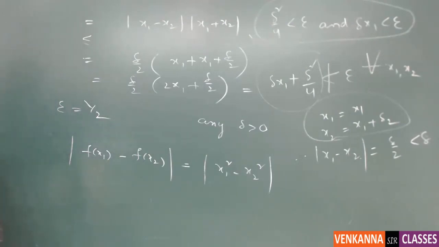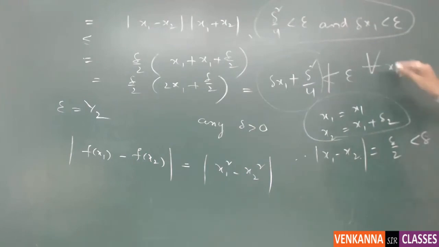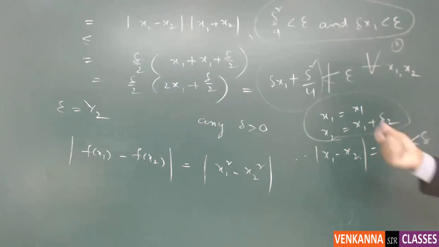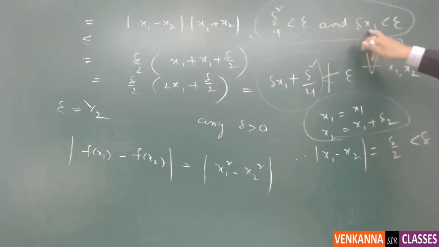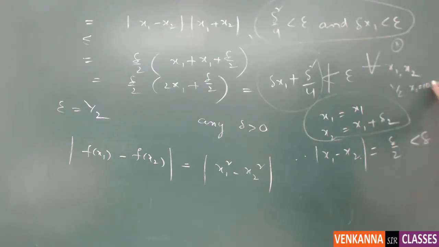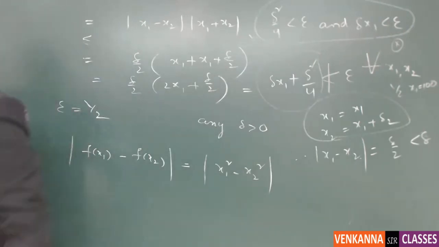Since delta is however small, delta square by 4 is always less than epsilon. But delta x1 being less than epsilon for all x1 is not correct. Because in the whole real number system, x1, x2 are any two real numbers. If I take x1 equal to 100, will delta x1 be less than epsilon? Say delta is equal to half, x1 is equal to 100. Then what is delta x1? It will be 50. So is 50 less than epsilon? Because epsilon is an arbitrary, very small number. Are you getting the idea?